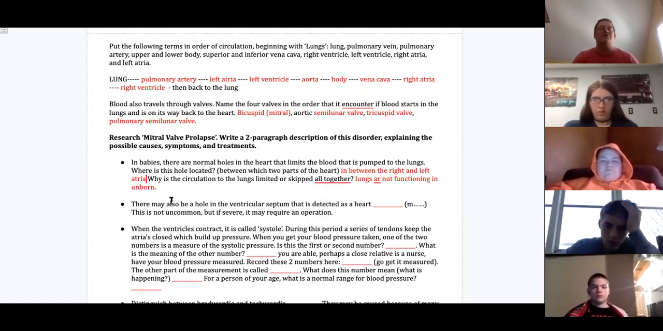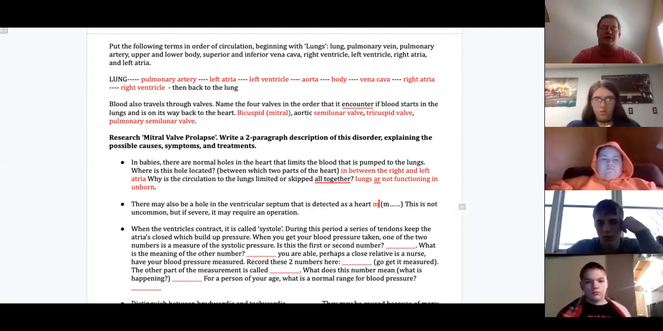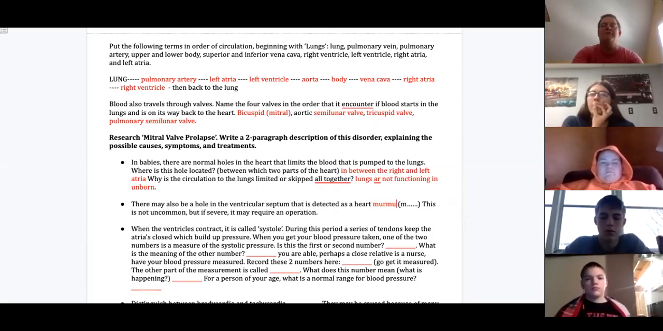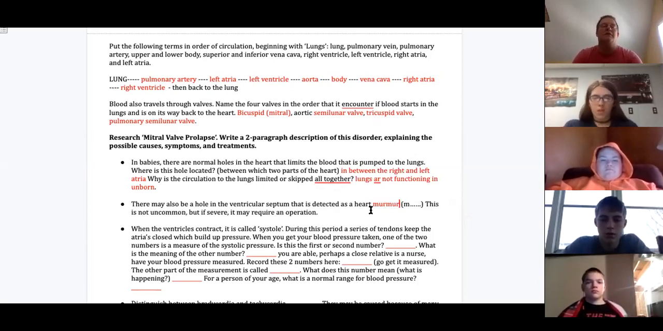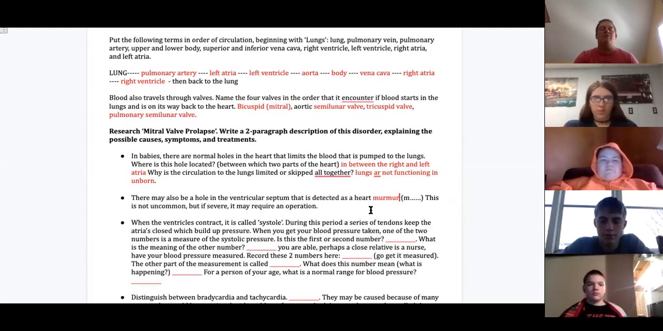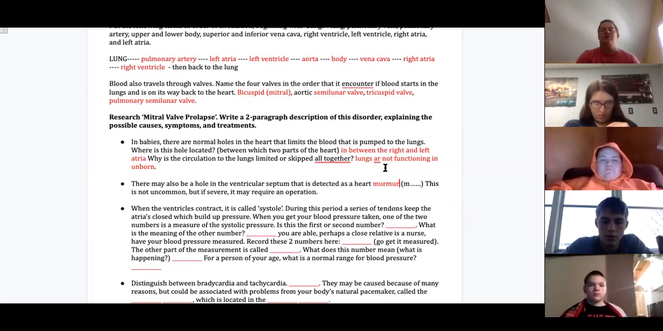Okay, there may also be a hole in the ventricular septum, the wall that separates the ventricles. That is also detected as a heart murmur. Heart murmurs, a lot of people have them. You usually just live with your heart murmur unless it gets real bad.